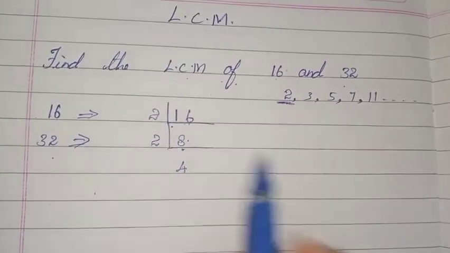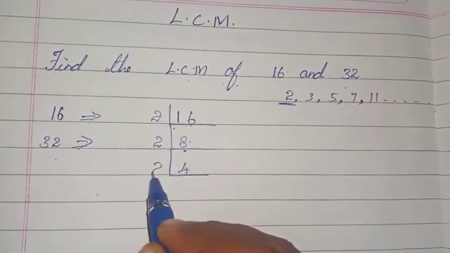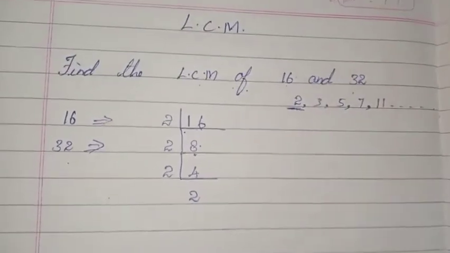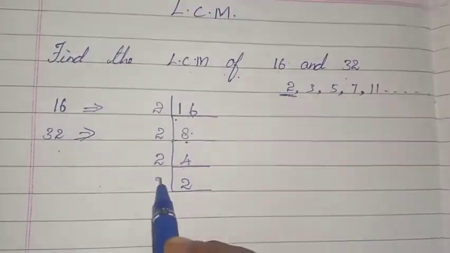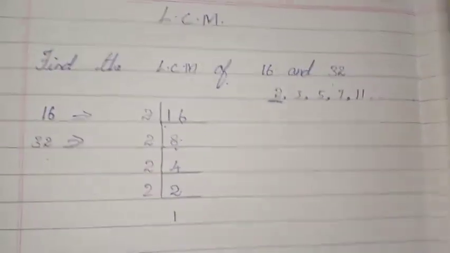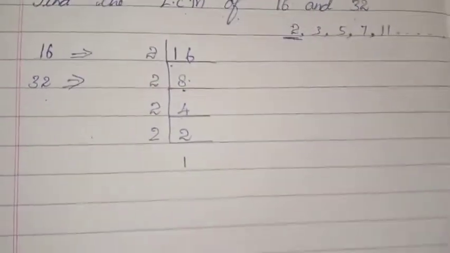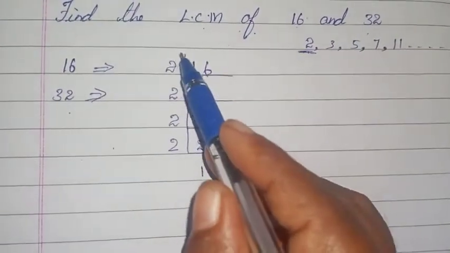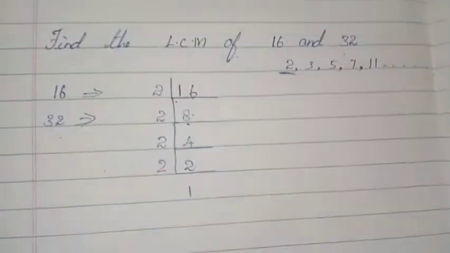This 4 is not a prime number, so you can draw 2 again. 2 2s are 4. So up to 1 you can divide like this. Okay, so we have found the prime factors of 16.